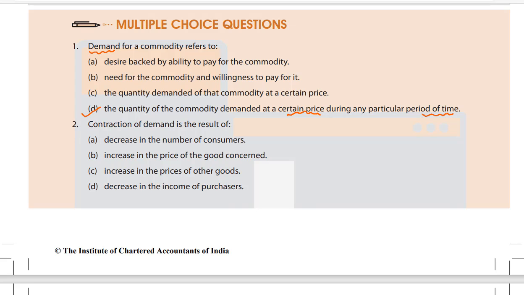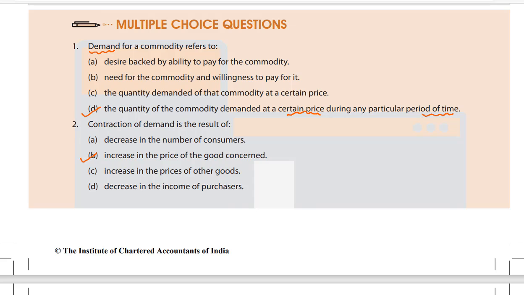Question number 2. Contraction of demand is the result of A. decrease in number of consumers, B. increase in the price of goods concerned, C. increase in the prices of other goods, or D. decrease in the income of purchasers. Over here, if you could understand, the correct answer would be B.